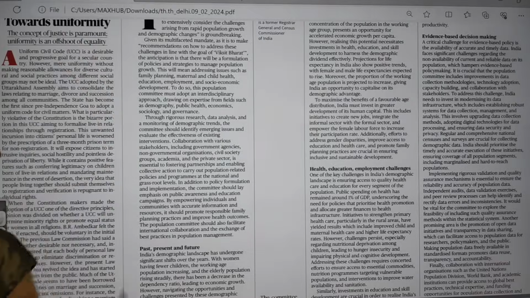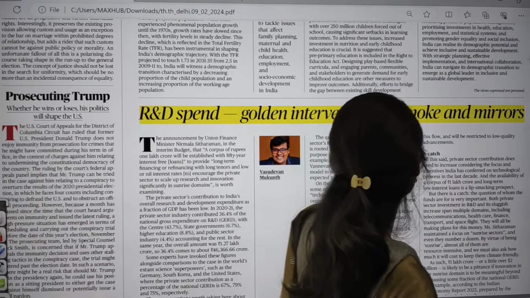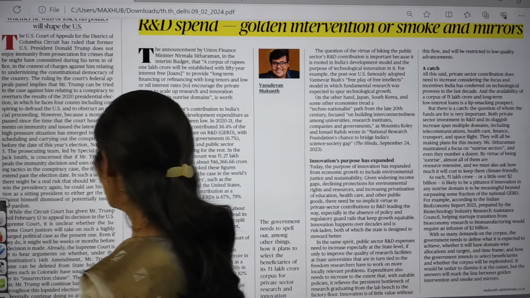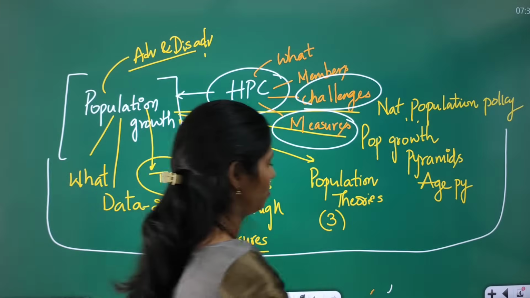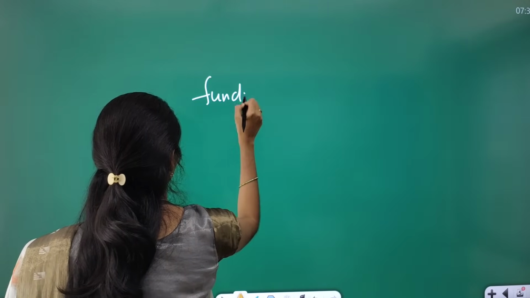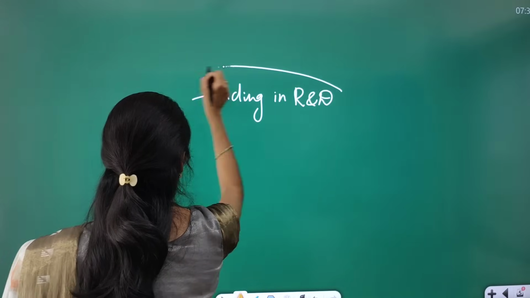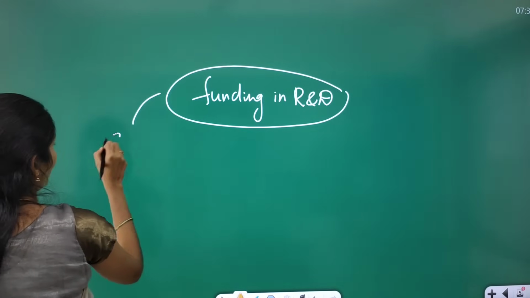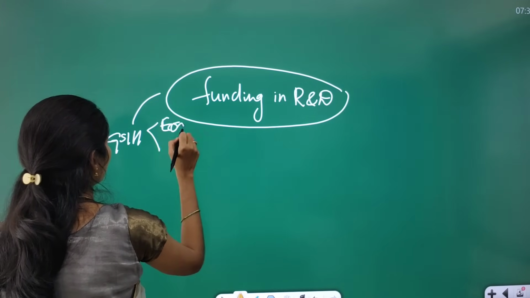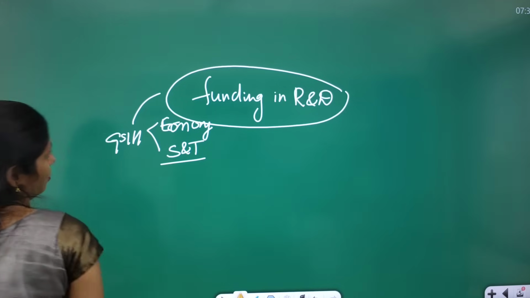And now let us see the next topic, and I will be giving you the dimensions. R&D spend, golden intervention or smoke and mirrors. So this article is very, very important. And now let us see some dimensions regarding this topic. So it is talking about funding in research and development. So this article is important from GS paper 3 under economy, and also from your science and technology point of view.